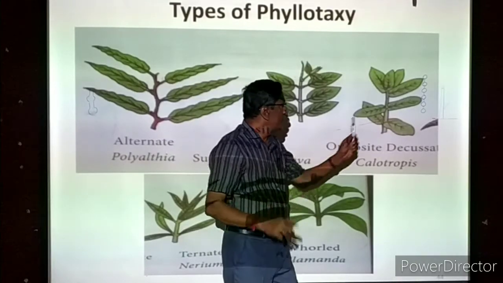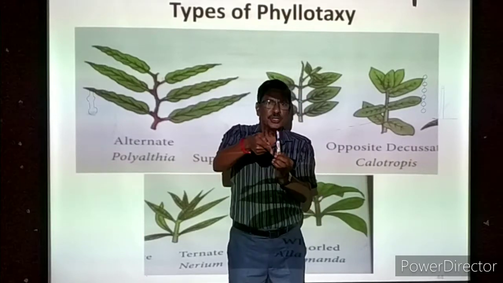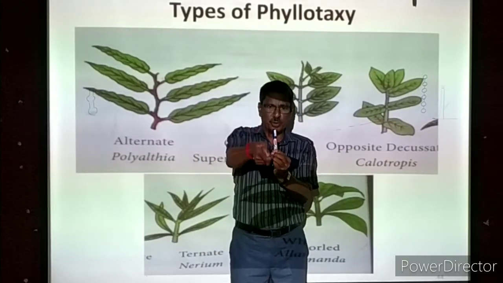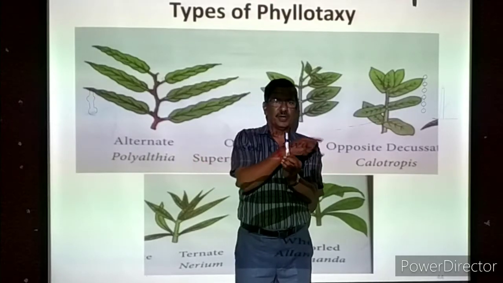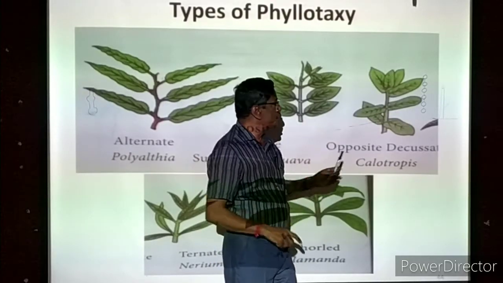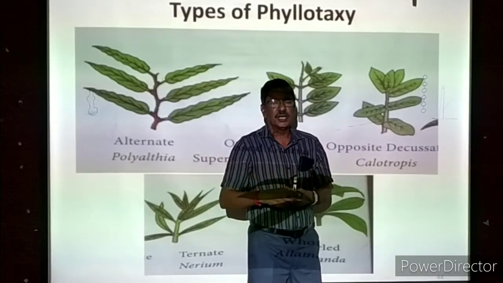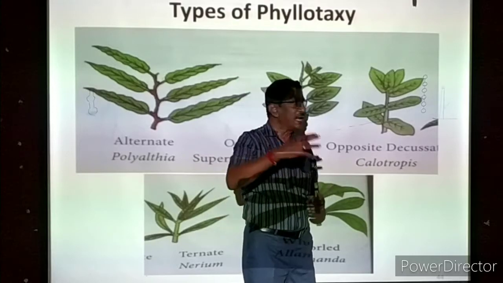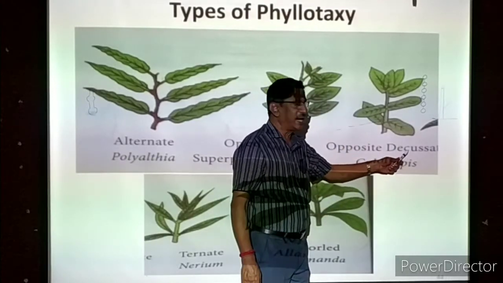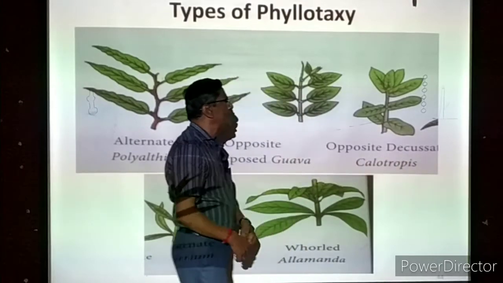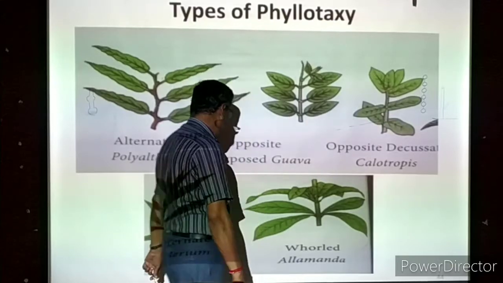But in the next node, the two leaves are arranged opposite to the first pair. First pair from you and me, one angle. But in the next one, one is for me right, another one is from left. So they are arranged opposite. So first pair and the second pair, if you take, the leaves are arranged at right angle to each other. That is called opposite decussate. Decussate means at right angle to each other. Example, Calotropis. So in opposite itself, two types are there, superposed and decussate.